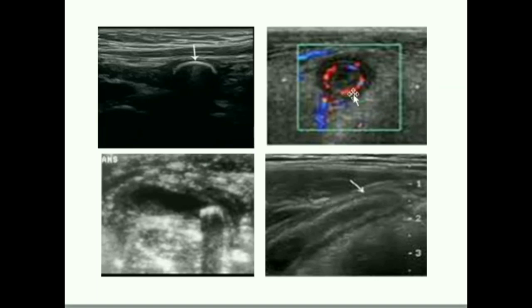This is the transverse section of the tube with increased vascularity and increased diameter. In this image, we can see the cross section of the appendix, which is inflamed with a hypoechoic thick wall, and the diameter is more than 6 mm. Here, the appendix is surrounded by hyperechoic tissue and some fluid is present there.